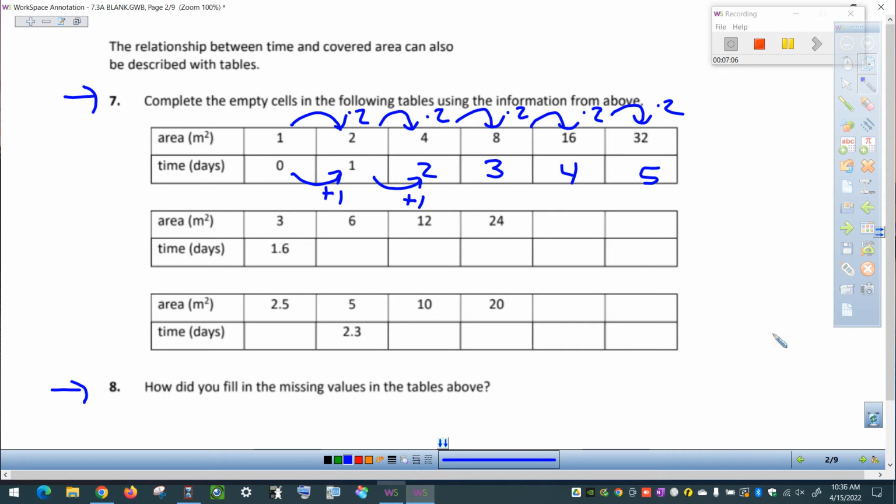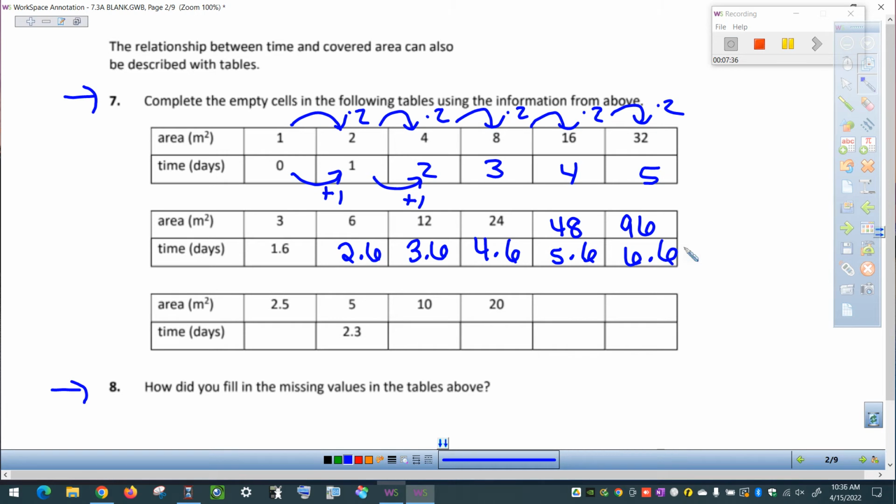If we take a look at the second table, this actually matches that first set of questions that we did on our graph. So we saw that when the area was 3, that was 1.6 days. When it doubles, it still adds a day. So we get 2.6 days, 3.6 days, 4.6 days. Now we could continue doubling our area on the top and adding 1 day on the bottom to help us get our table all the way filled out.